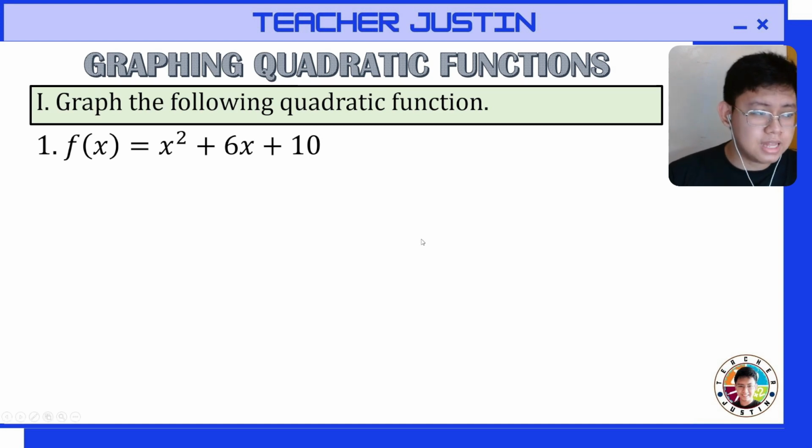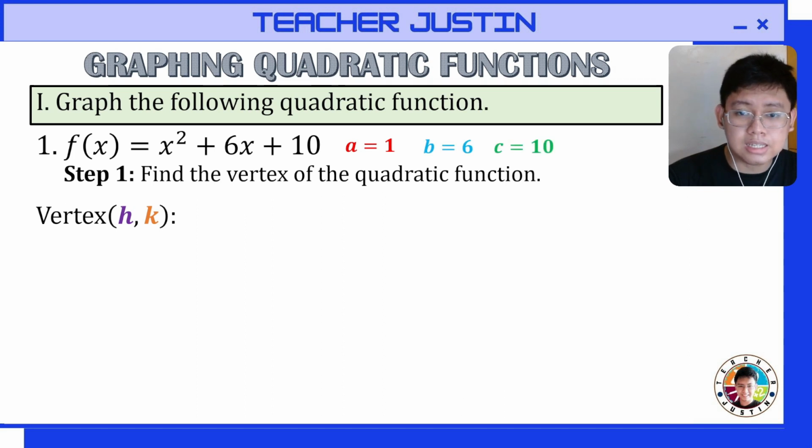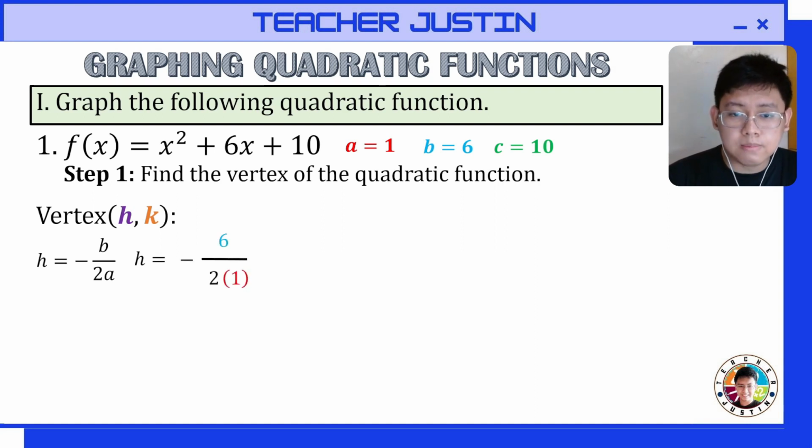So, ang first step natin is for us to find the vertex of our quadratic function. So, we know the formula in finding h and k. So, ang kailangan natin dito is to identify the values of a, b, and c. So, yung a natin is 1, b is 6, and c is 10. Now, gamitin natin yung formula for h, which is negative b over 2a. Substitute natin yung values of a and b. We will have h is equal to negative 6 over 2 times 1.